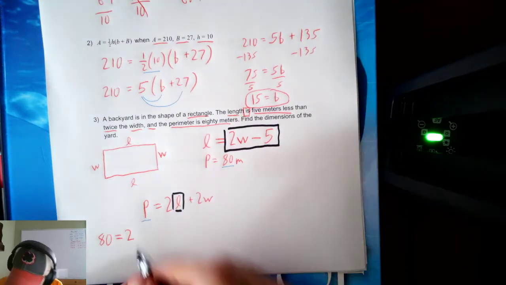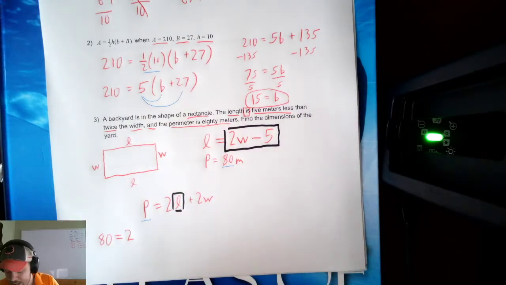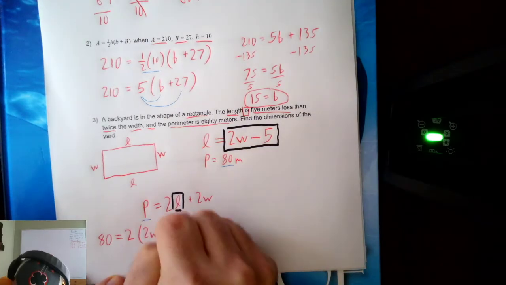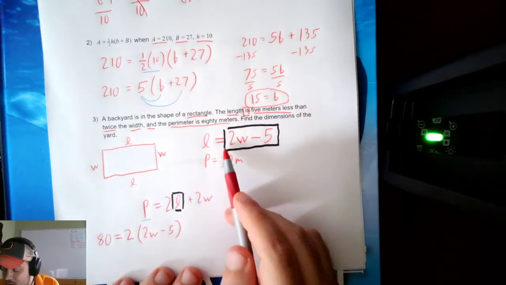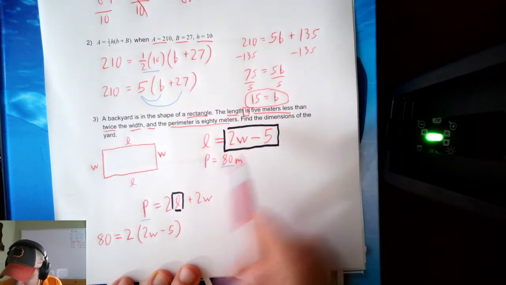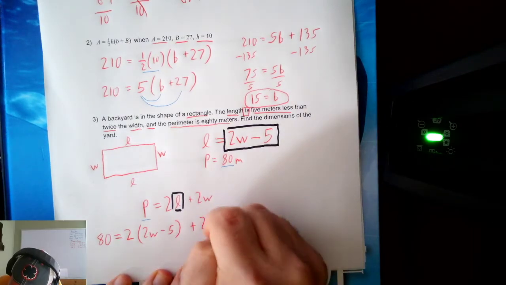Because notice what will happen. I'm going to take that L and replace it with 2W minus 5. And I make sure I put parentheses because it's a whole group. Notice I turned this box into this box. Think of it like copy and pasting, right? And then I have plus 2W.